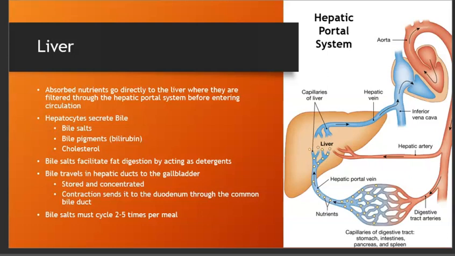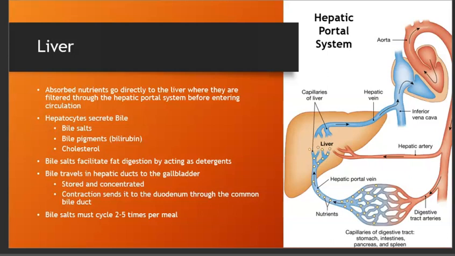Bile salts facilitate fat digestion by acting as detergents. So we'll go into that a little bit more when we start talking about fat digestion, but the same way soap breaks through grease or oil when you're trying to wash it, bile salts behave the same way. They help break up the larger fat globules into smaller ones.